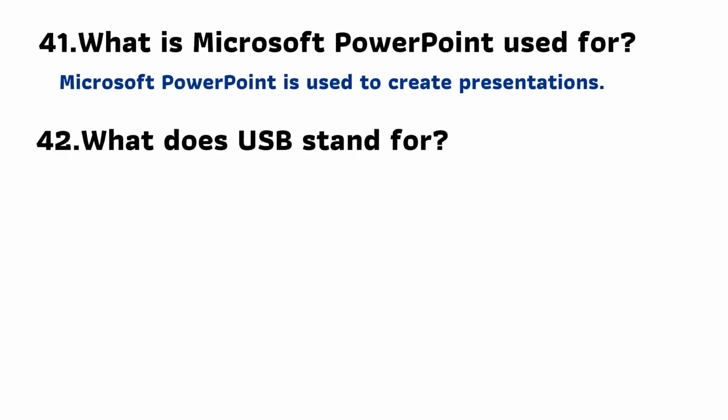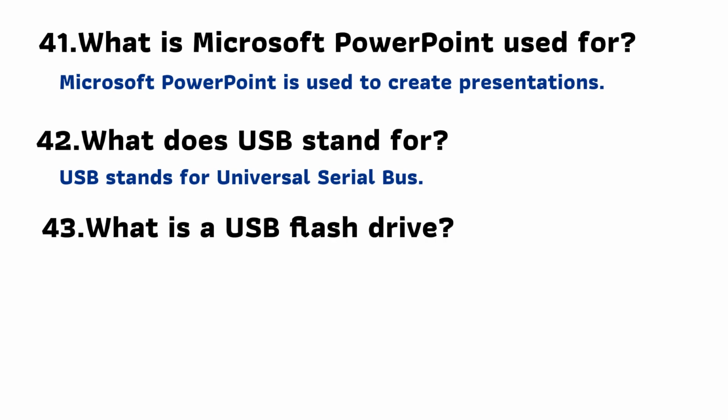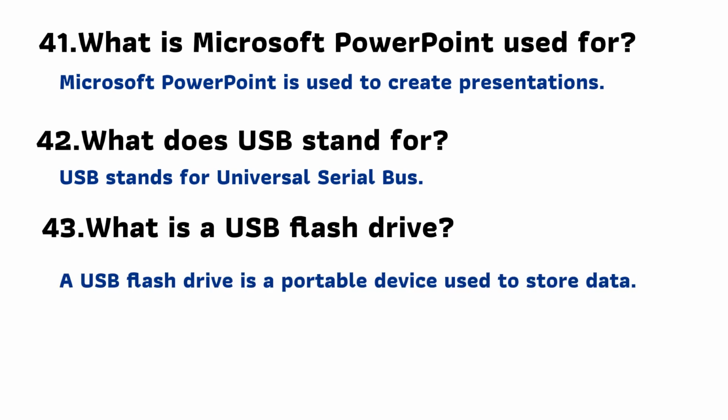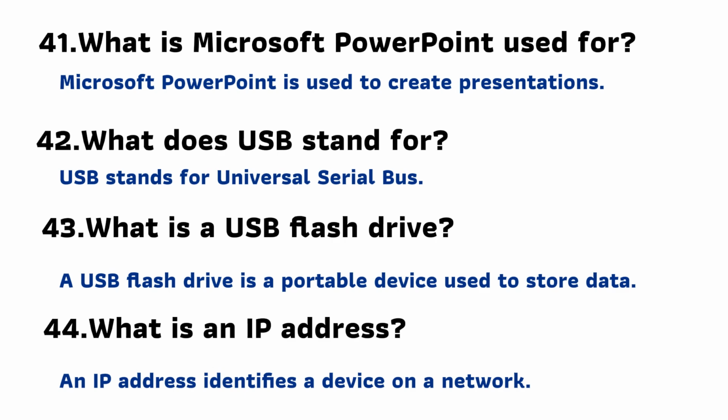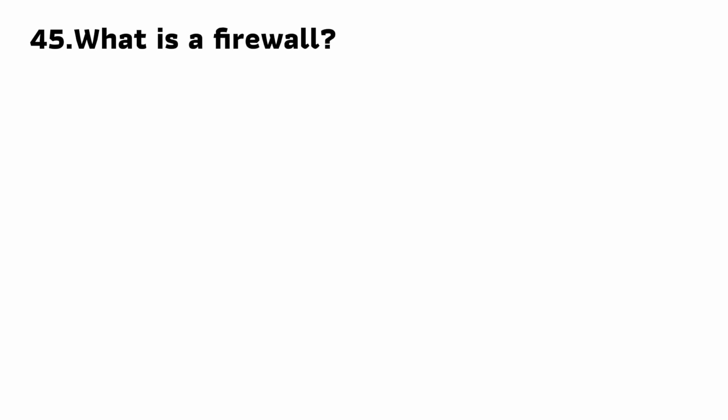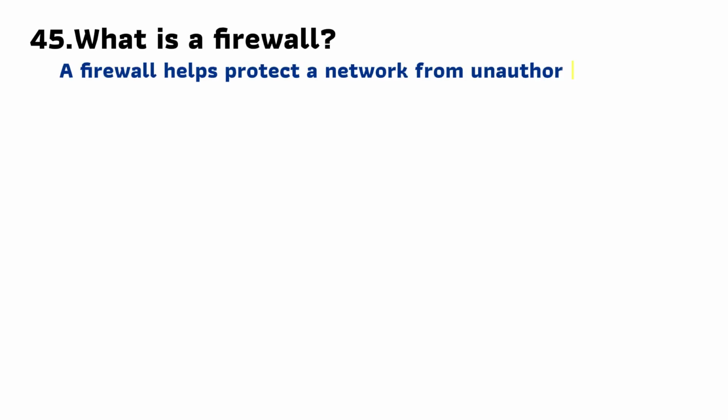What does USB stand for? USB stands for Universal Serial Bus. What is a USB flash drive? A USB flash drive is a portable device used to store data. What is an IP address? An IP address identifies a device on a network. What is a firewall? A firewall helps protect a network from unauthorized access.